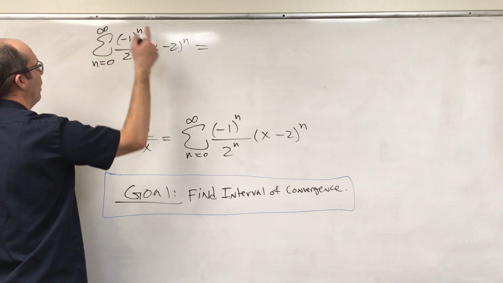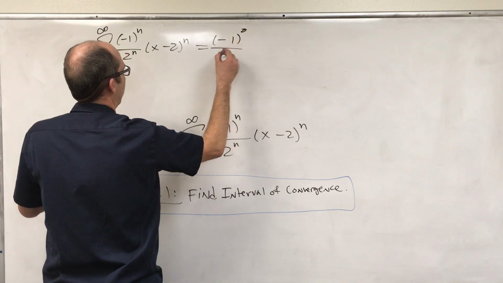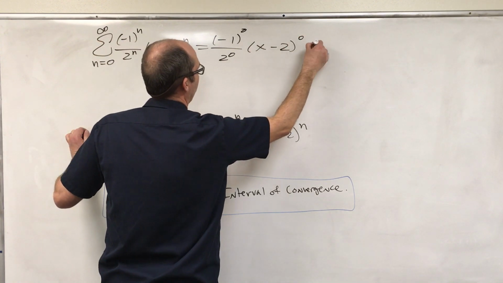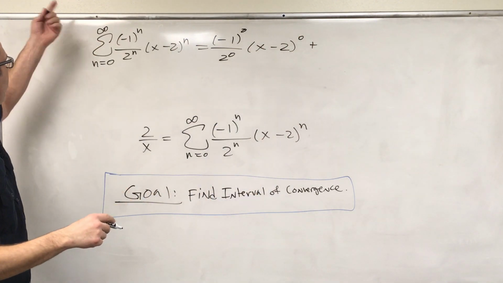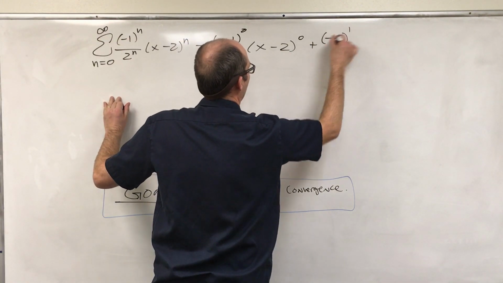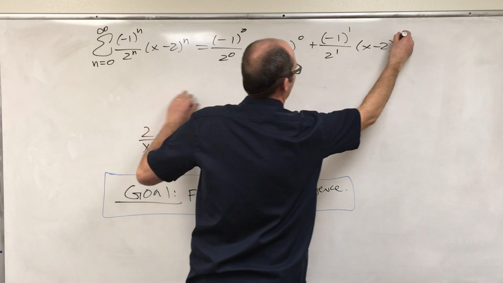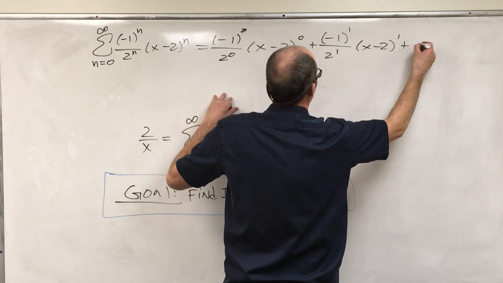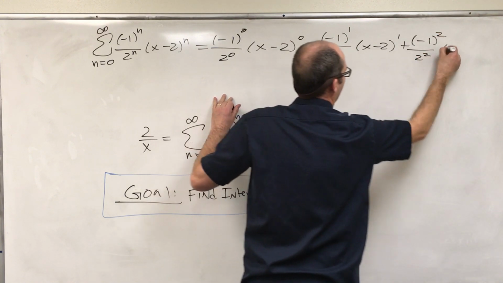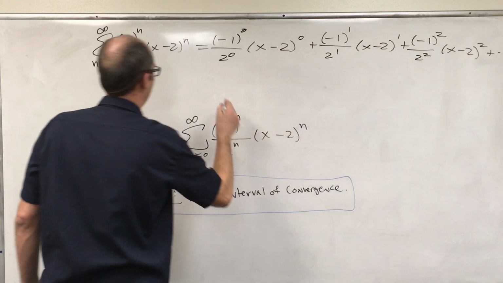When n equals 0, we get (-1) to the 0 over 2 to the 0, times (x minus 2) to the 0. Now moving on to n equals 1, we've got (-1) to the 1 over 2 to the 1, times (x minus 2) to the 1, plus (-1) squared over 2 squared, times (x minus 2) squared, plus going on and on forever.